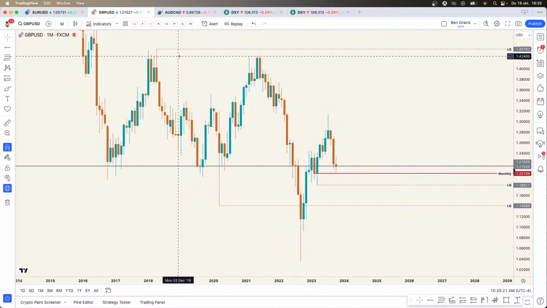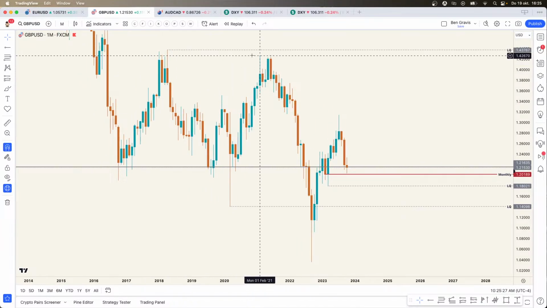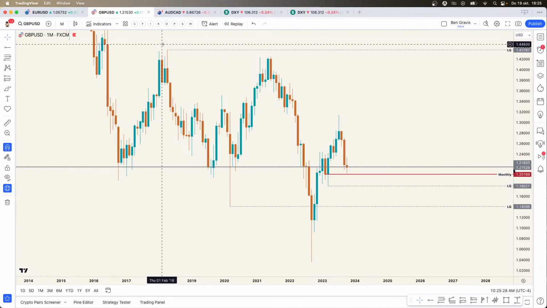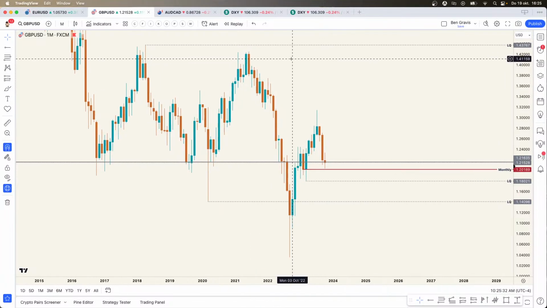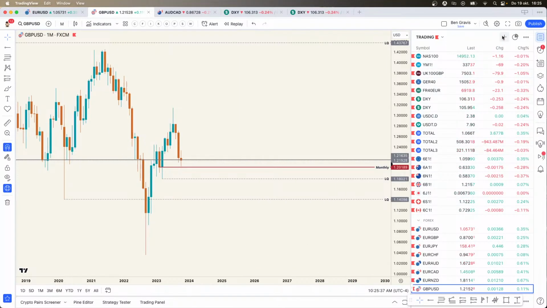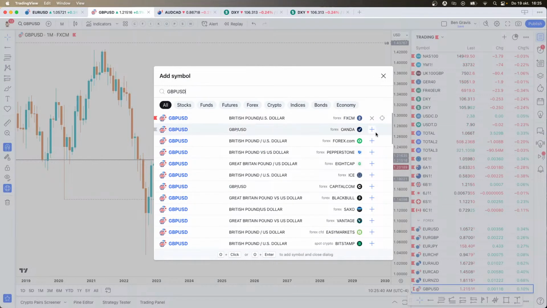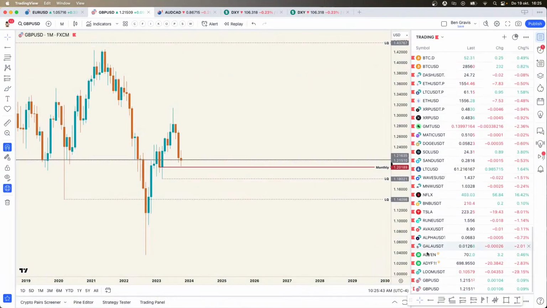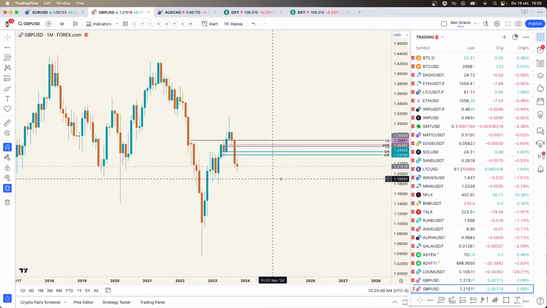Okay, so same like here, you have this monthly level, and here it didn't really take out this high, but it did tap into this level. So we still have that one open. I do want to check another chart if that is the case as well. So yeah, here we do have the same thing, and here we do have the same.